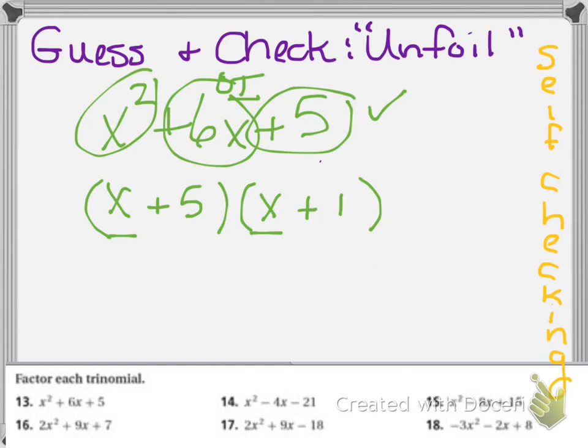Very basic, and that's guessing and checking. Sometimes you get it the first try. When the numbers get a little harder, it might take you 6 or 7 tries. So don't give up, okay? It might take you longer.